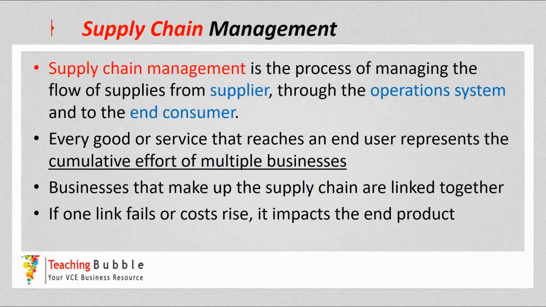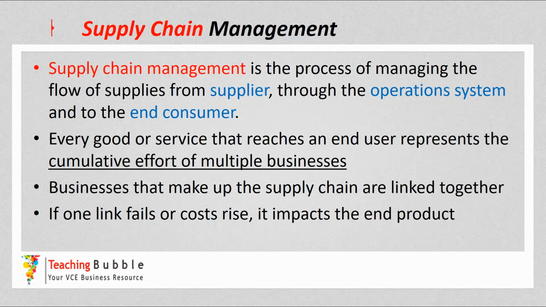Now, the final strategy in our study design is supply chain management. Supply chain management is the process of managing the flow of supplies from the supplier through the operation system, where they're obviously transformed into a final product, and then to the end consumer. So it's that whole flow from supplier through the operation system and to the end consumer, because every good or service that reaches an end consumer represents a cumulative effort of multiple businesses. You have electricity businesses, you have the suppliers, you have transportation businesses, etc., etc.